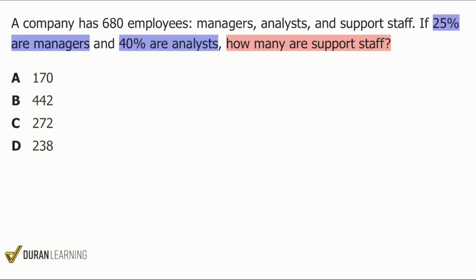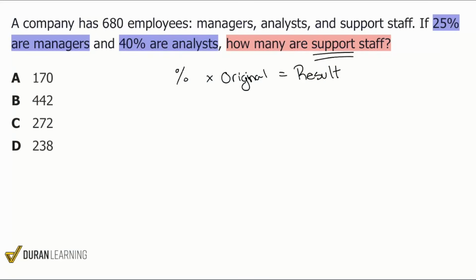You are absolutely correct. If you're wondering, am I multiplying by 25%? Am I multiplying by 40%? The answer is going to be neither. One more time, the answer is going to be neither. Here's why. If we want support staff, think about it like this: your formula is the percent multiplied by the original amount equals the result.